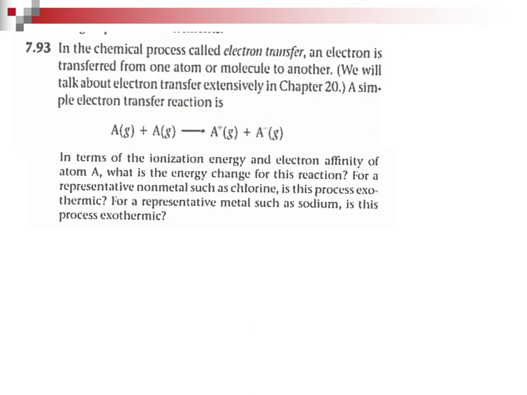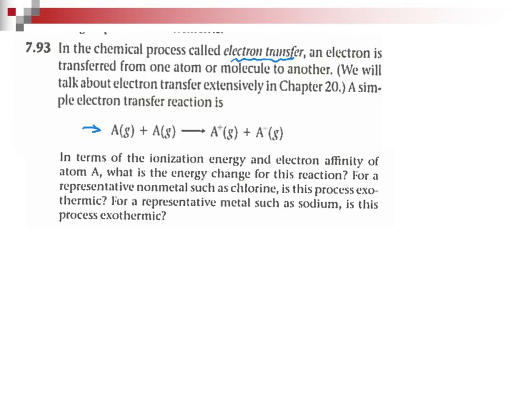I'm going to do this problem also because this is the one where people will show up at office hours. And I'm kind of sad I'm doing it here because maybe then no one will show up. But this one talks about the chemical process called electron transfer. And if you look at the equation, you see that there's a positive and a negative. And they say here a simple reaction is as follows. In terms of ionization energy and electron affinity, what is really going on here?